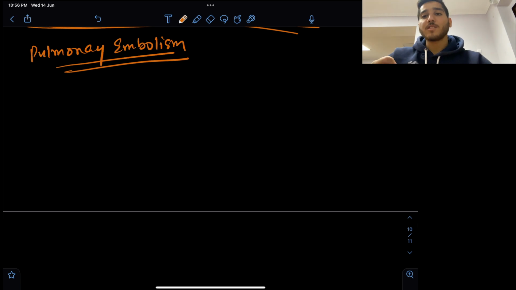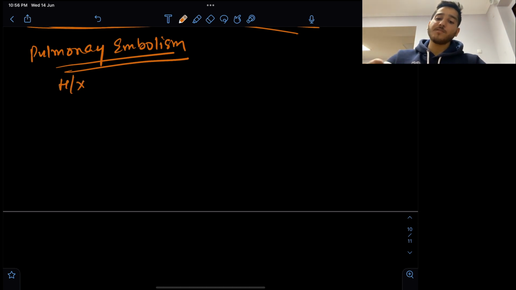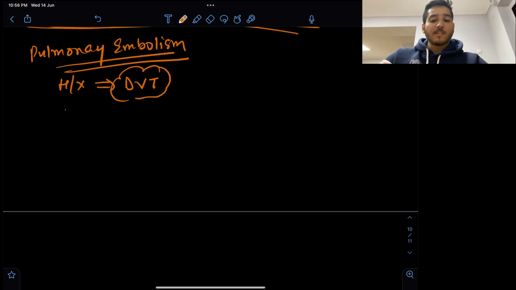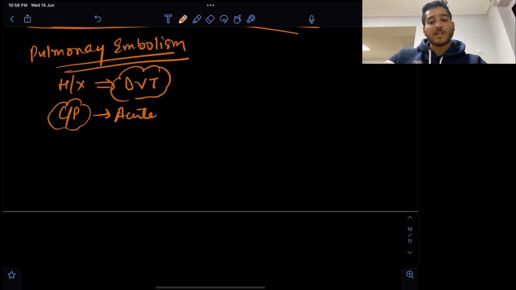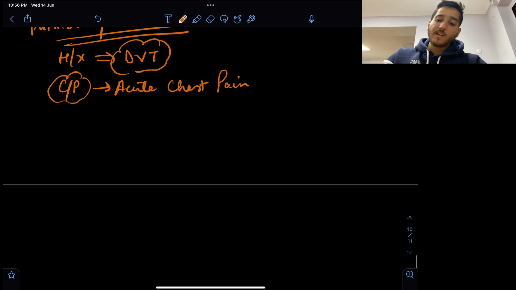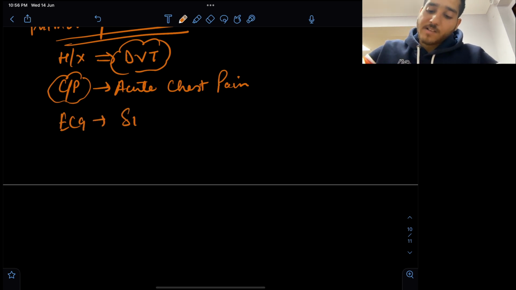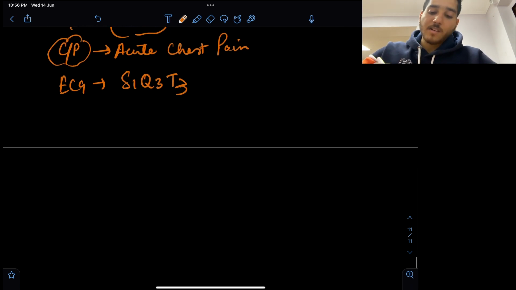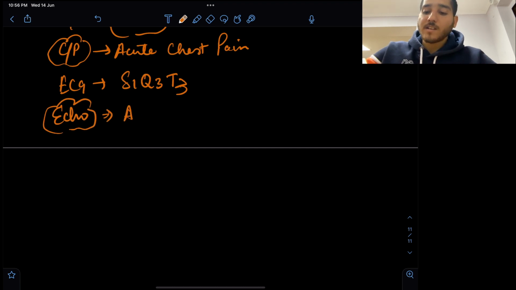Okay, so for the question of pulmonary embolism, they'll give a history of deep venous thrombosis. They'll give the clinical presentation of acute chest pain. In ECG findings, they will give S1, Q3, T3. They can also give echo findings. Echo findings show acute cor pulmonale.